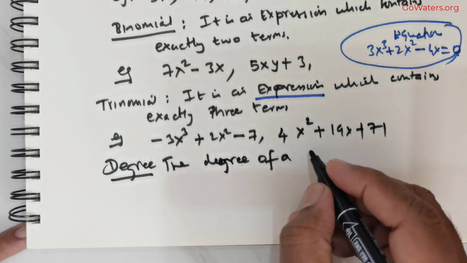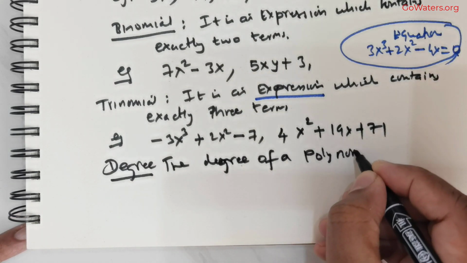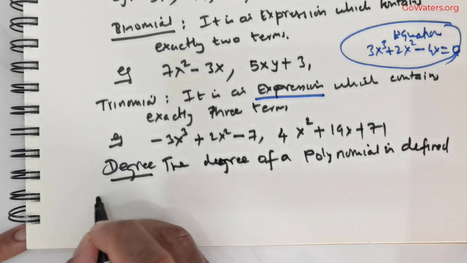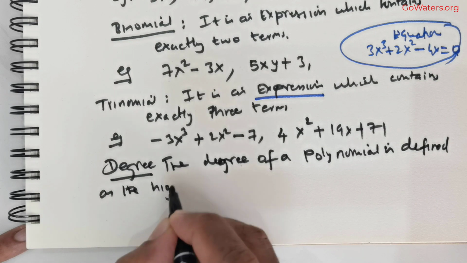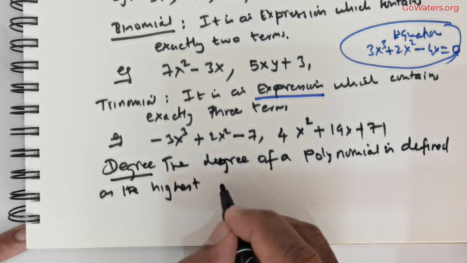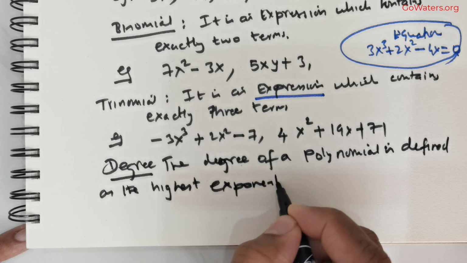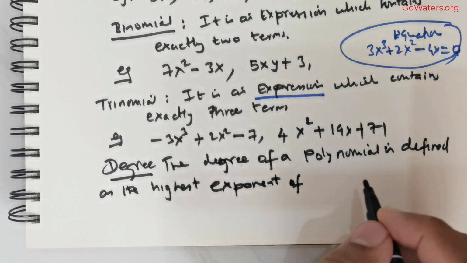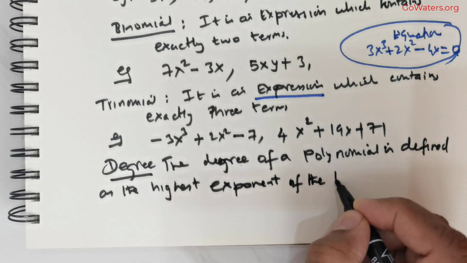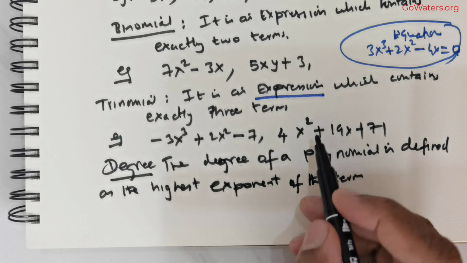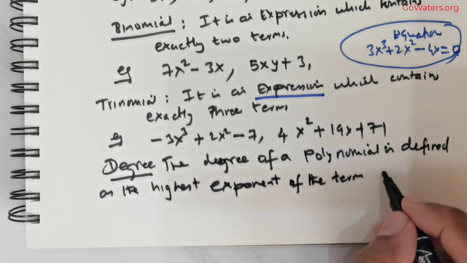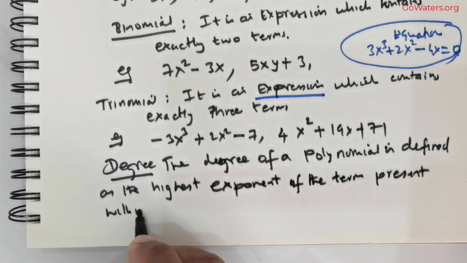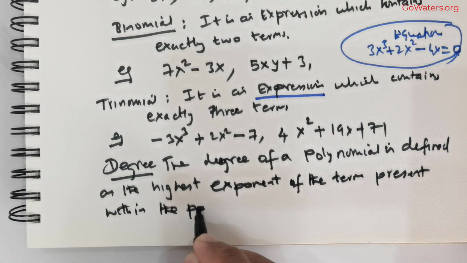of a polynomial is defined as the highest exponent of the term. When I say term, it means the individual term present within the polynomial.